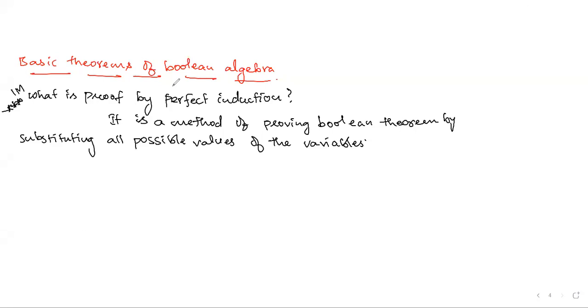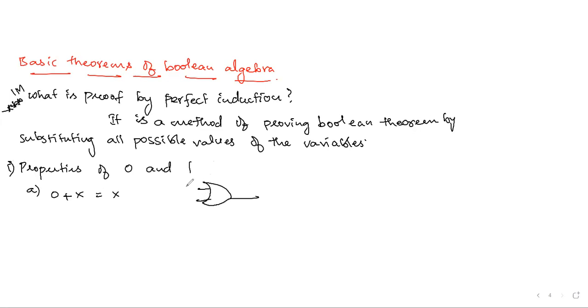Now see, properties of 0 and 1. The first basic theorems of Boolean algebra. The first one we have is properties of 0 and 1. In that, the first property is 0 or x will be x. See the logic gate for that, the OR symbol we have for 0 and x. We will get the result as x only.